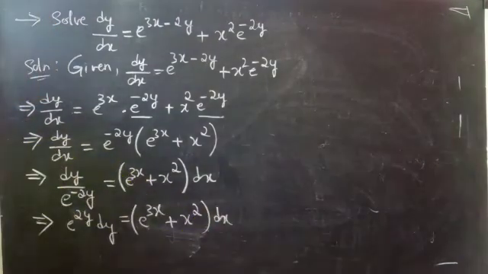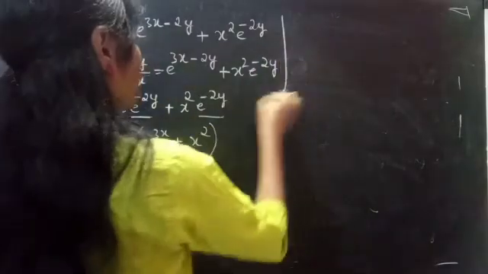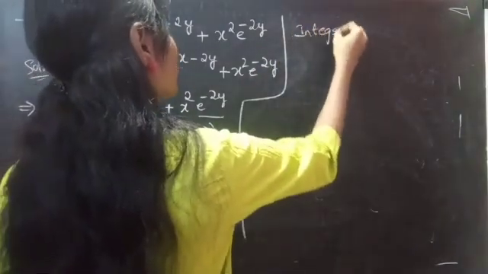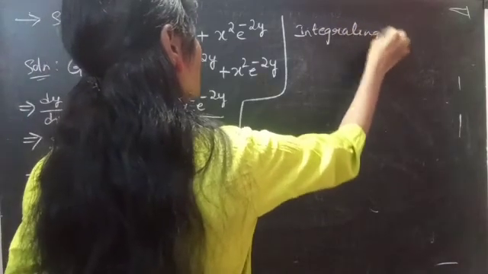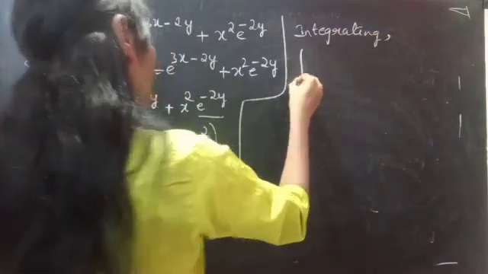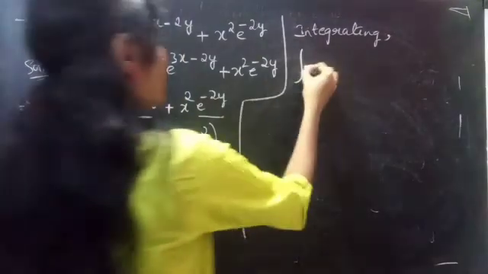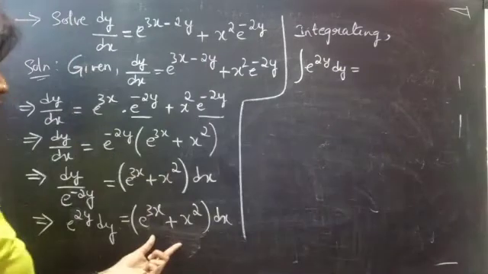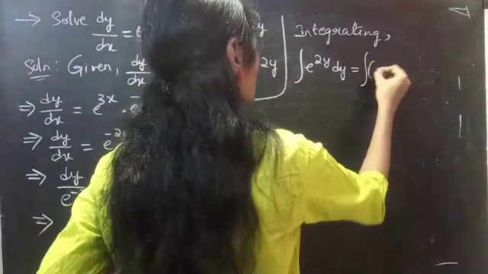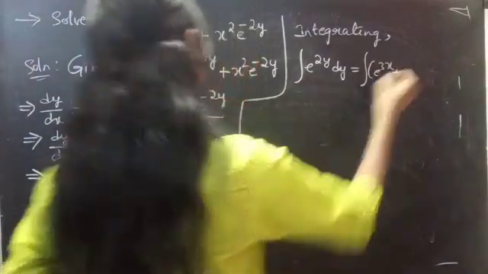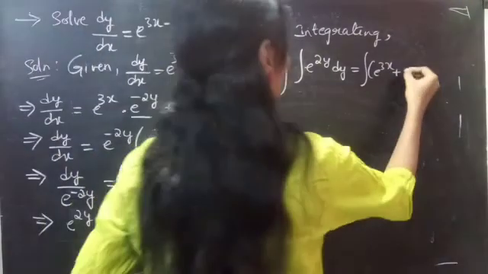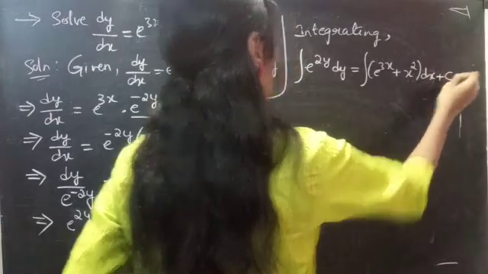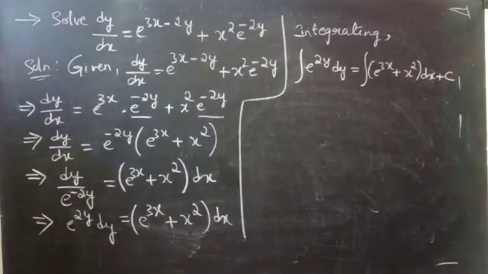So now we'll integrate on both sides. Integrating, integral e power 2y dy equals integral (e power 3x plus x square) into dx plus an arbitrary constant c.